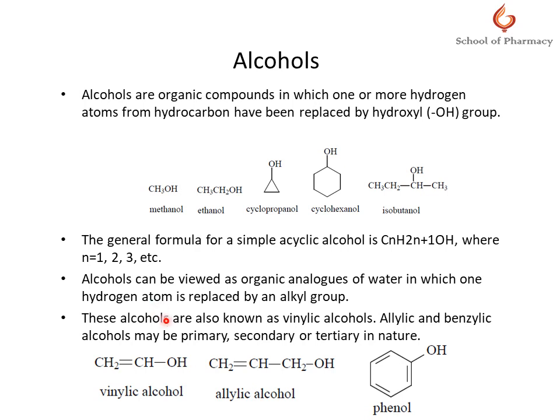In some alcohols, the OH group is attached to an sp3 hybridized carbon, which is next to a carbon-carbon double bond, that is, to an allylic carbon. This is sp3 hybridized, next to the carbon-carbon double bond, and they are known as allylic alcohols.